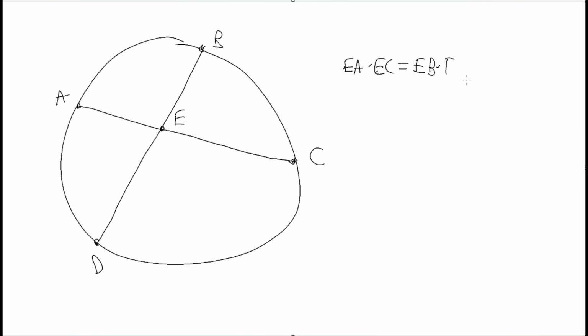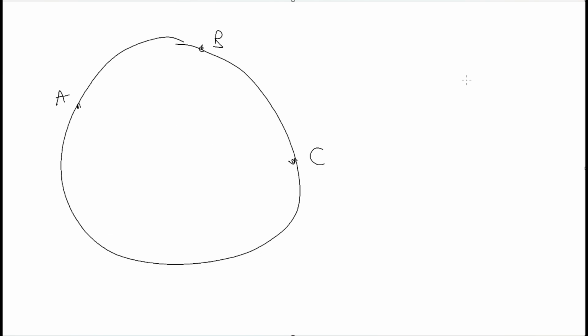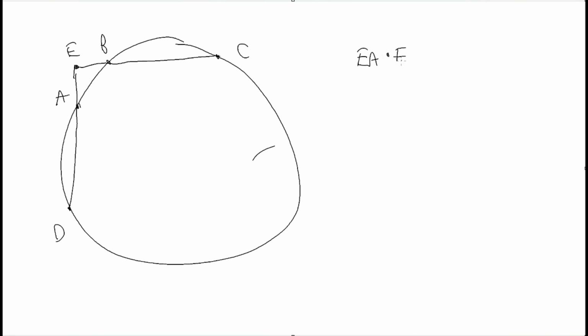And we can also use power of a point when the point of intersection lies outside of the quadrilateral. So let me go ahead and relabel things. This is point B here, and then this is point C, and this is point D, and these intersect at a point E out here. Then EA times ED is equal to EB times EC. And this is power of a point.